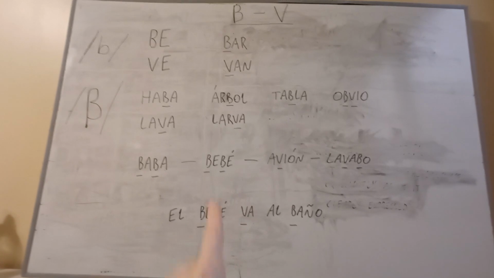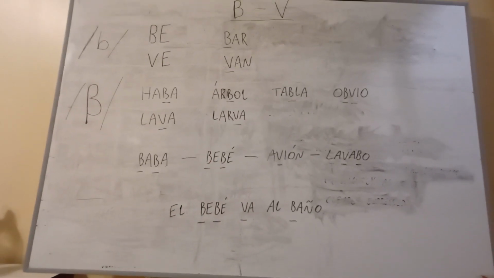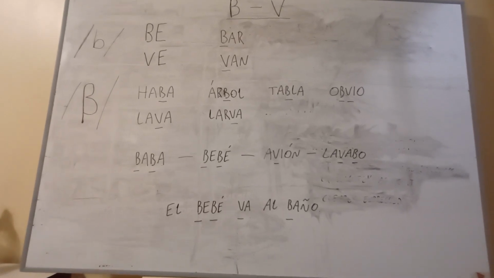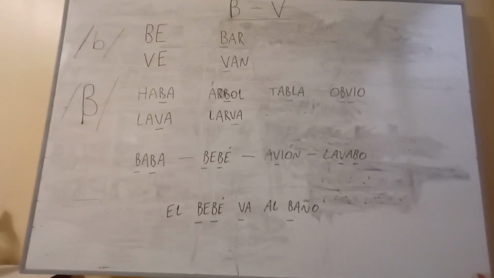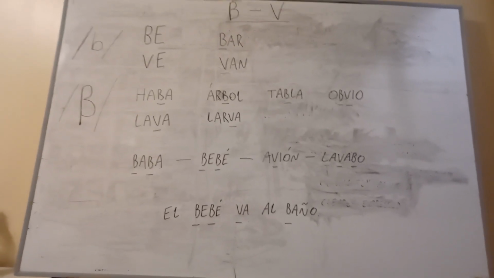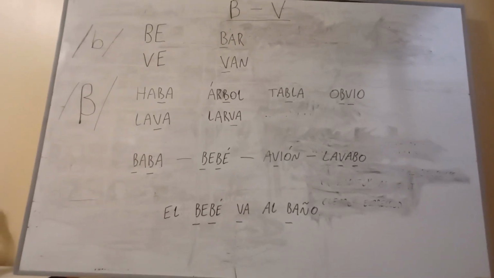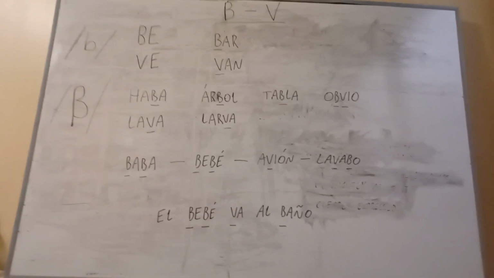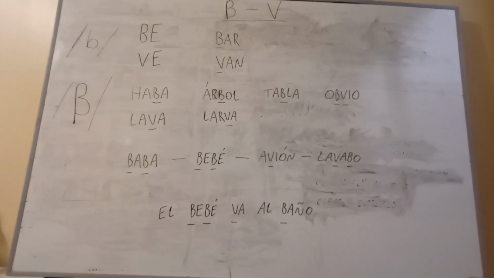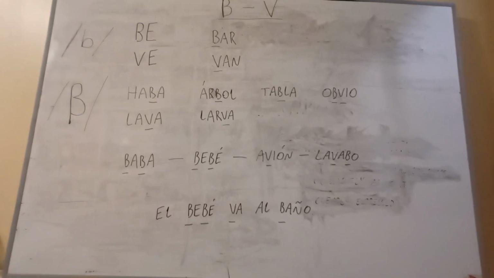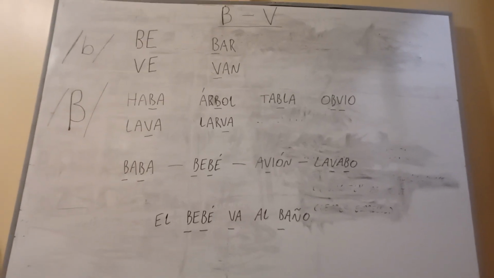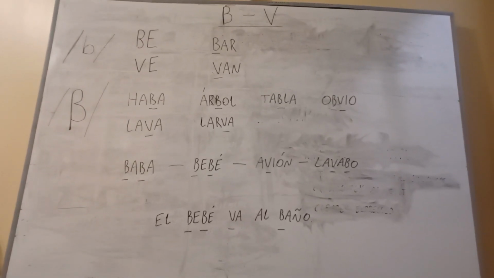Let's move on to the second one. Bebé. This is the same case as the first example. We have a B at the beginning of the word and another B which is between vowels. So the first one is bilabial and the second one is an approximant. Bebé.